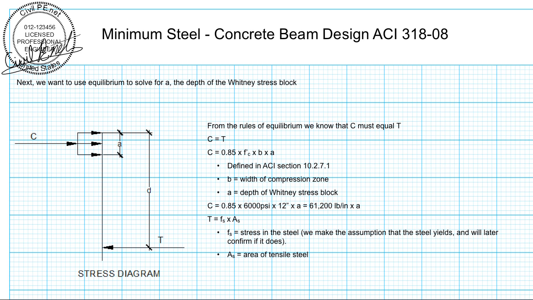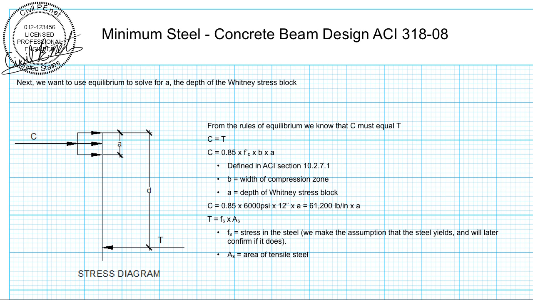Now we need to calculate the tensile force T. We know that T is equal to the stress in the steel times the area of the steel. Here we're going to make that same assumption that the steel yields. We're assuming that the strain in that steel is beyond the yield strain.